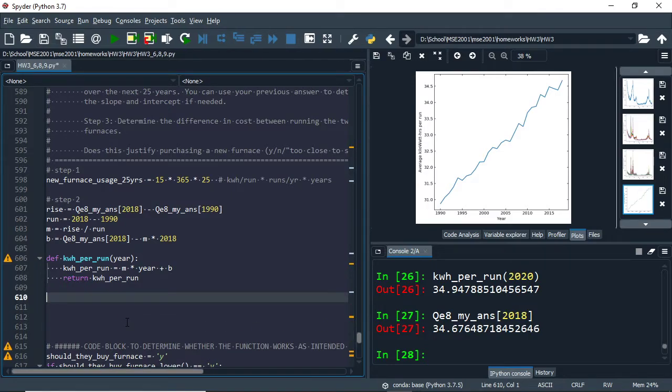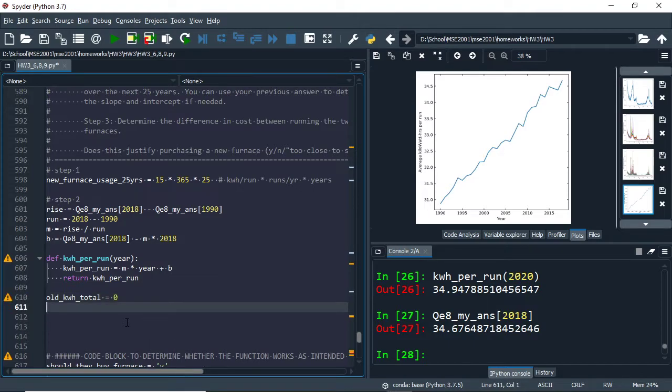Let's go ahead and just loop through this. The old kilowatt hour total is going to be the sum of each year's total usage. So it's going to start at 0, since we're going to say how much from year 2018 to 2039, or 2019 to 2039, the next 25 years. I think that's the math.